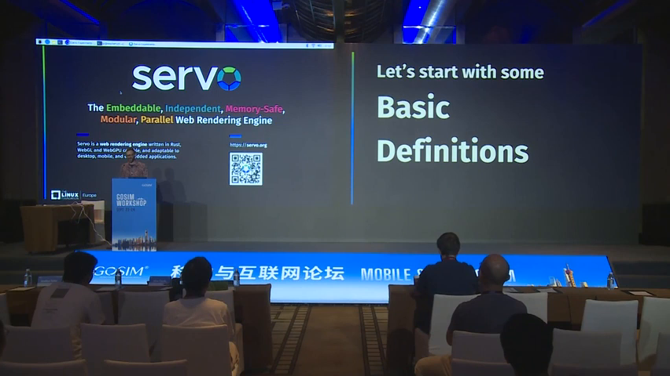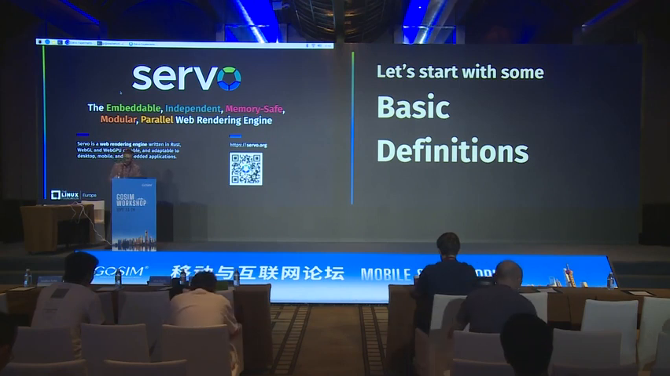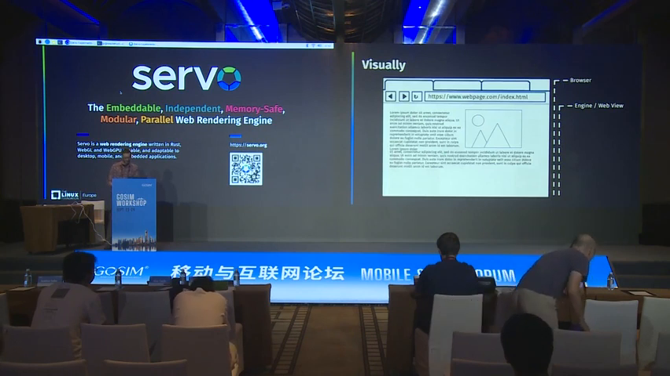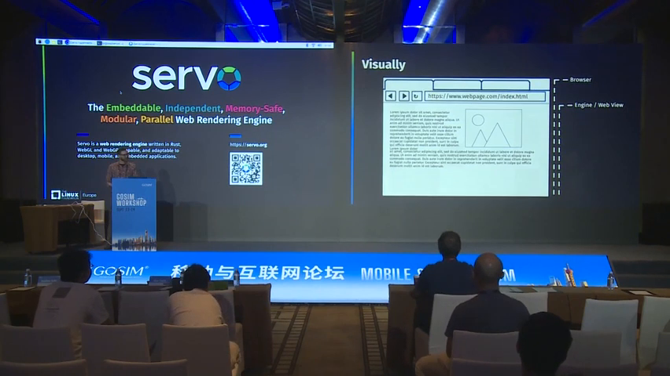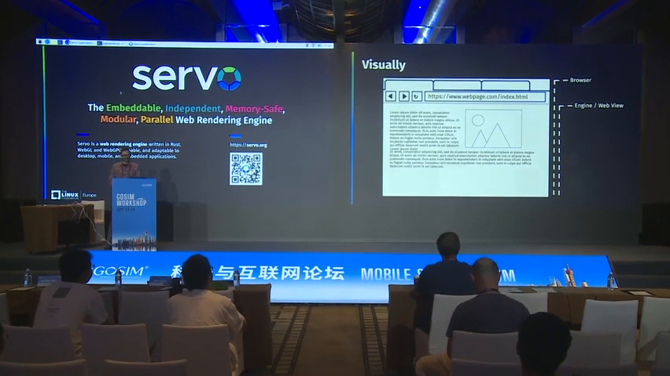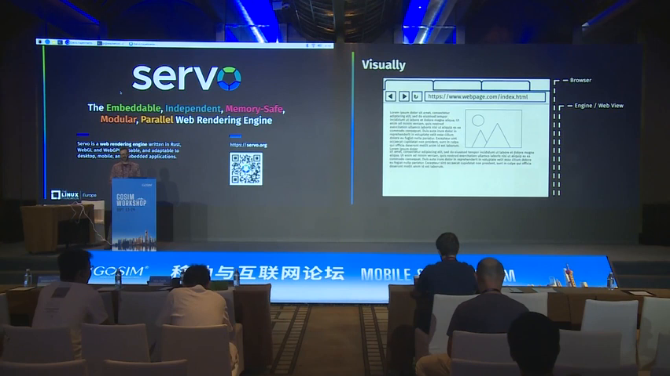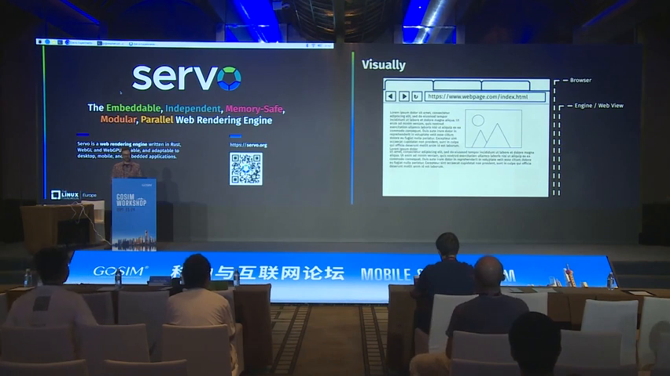So I just want to get started with some basic definitions. And sorry if you know all these things, but I think it's good to start at the beginning. So this is a web browser, or a crude drawing of one. What we see here is that, like I explained before, the browser is the whole window with the address bar, the back and forward buttons, the tabs. That's all the browser. But just that content piece is the browser engine.